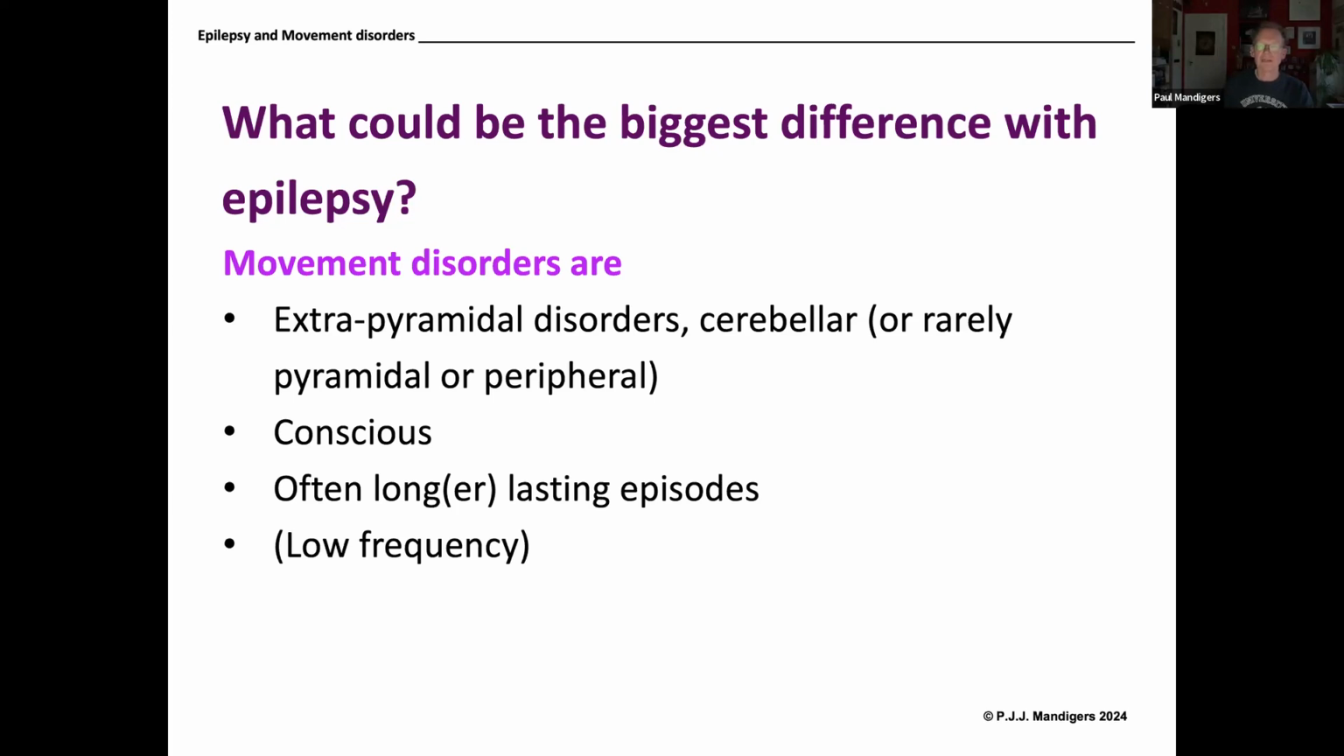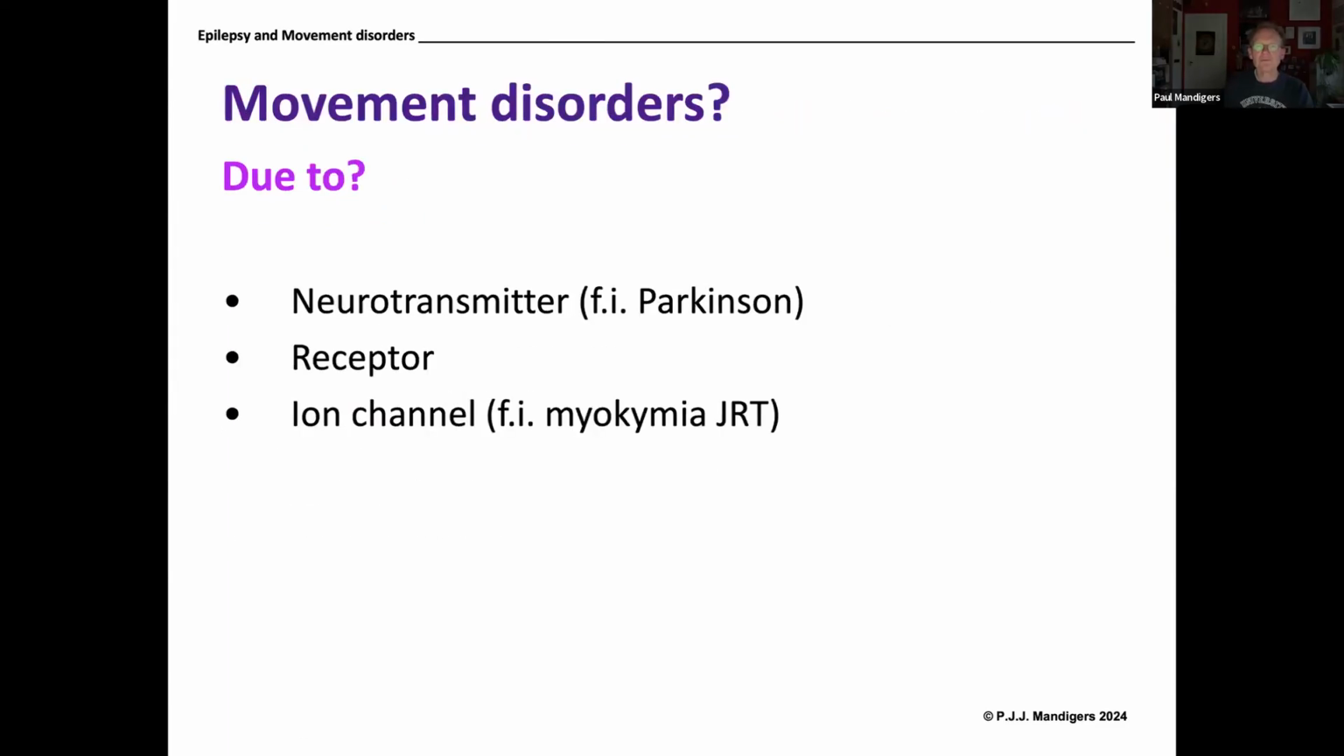It's not always there. Then there is the ictus, and the ictus itself lasts for, let's say, 1 to 3 minutes. And then there is the post-ictal phase. With a movement disorder, it's suddenly there and it's suddenly gone. So there's no pre-ictal or post-ictal phase. Now, these movement disorders, you could basically say it's something that has to do with either a neurotransmitter or receptor, or for instance, an ion channel. And there something goes wrong. And that's again a big difference.